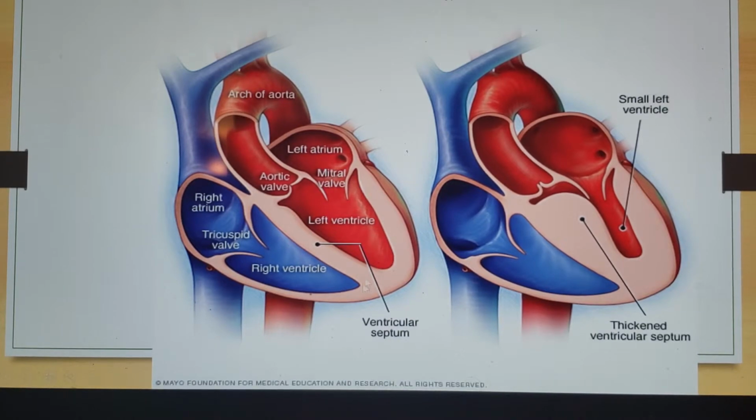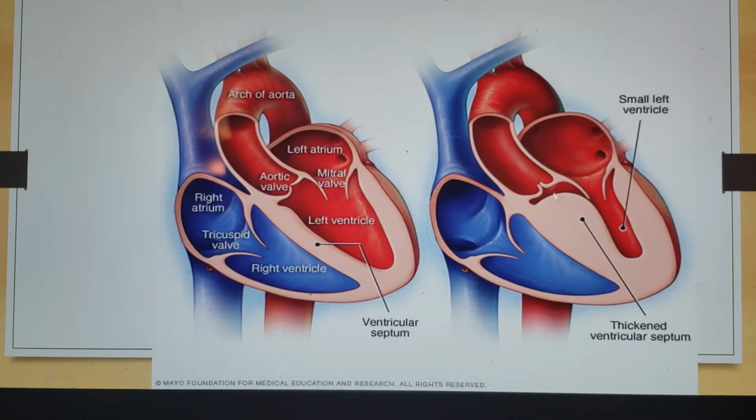So basically this is a normal heart over here. Your left ventricle is what pumps blood out into your aorta to the rest of your body. Nice thin septum there. What you see here is you have a very thick septum, and so it's very hard for the heart to pump blood into this aorta.